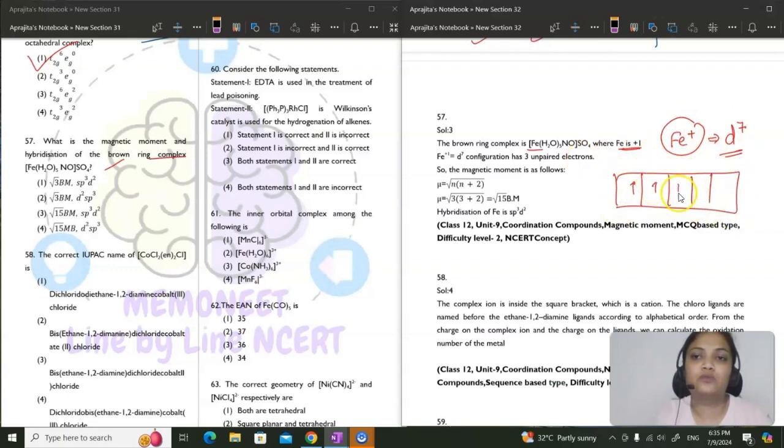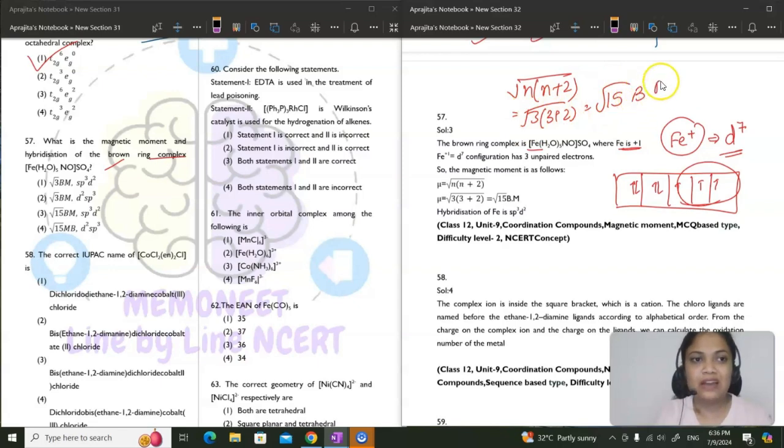Okay. 1, 2, 3, 4, 5, 6 and 7. So there will be 3 unpaired electrons. For 3 unpaired electrons, the magnetic moment is given by the square root of n into n plus 2, meaning square root of 3 into 3 plus 2, which is square root 15 Bohr magneton.